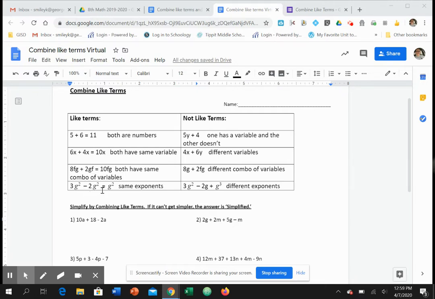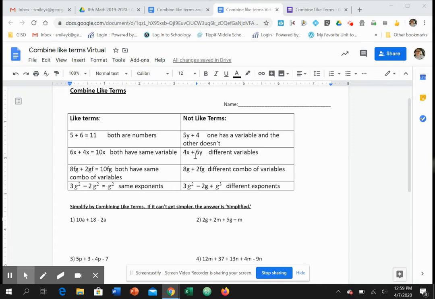Now, you might see this and you might not for a little bit, but if one has a squared, an exponent of 2, you can only add or subtract with an exponent of 2, okay? Now, 3 minus 2 gives you 1. That goes into my next. If there is no number in front of it, it is considered to be a 1, so there would be 1g squared, all right?